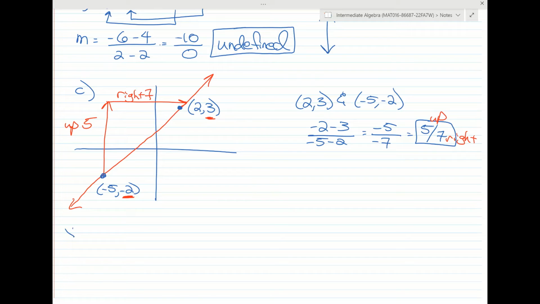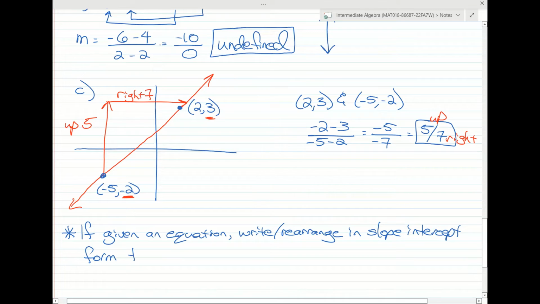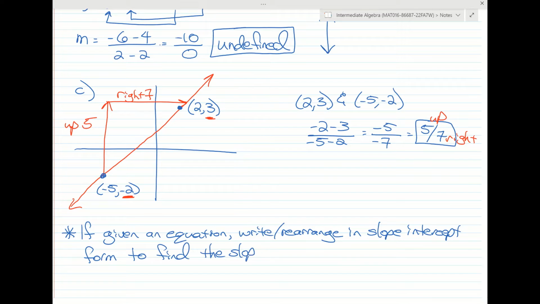Now, one other thing I'm just going to note here is if given an equation, we could write or rearrange it in slope-intercept form to find the slope. And y would be mx plus b. That slope-intercept form, this is the slope.